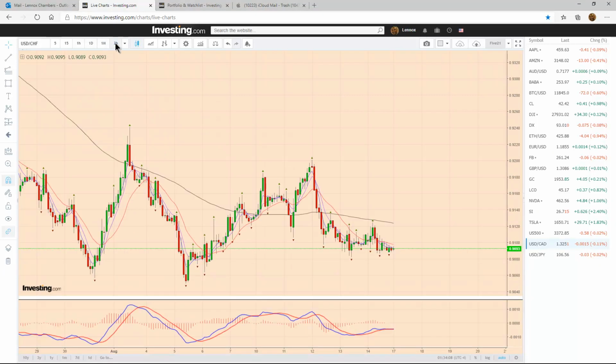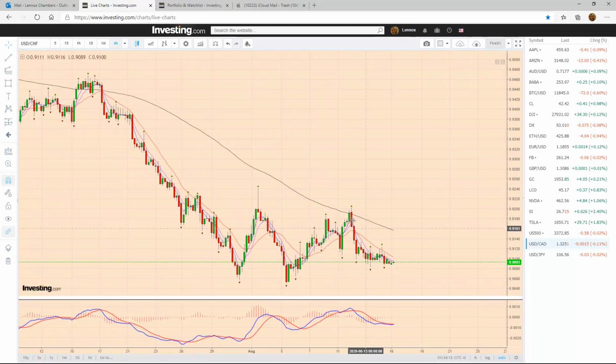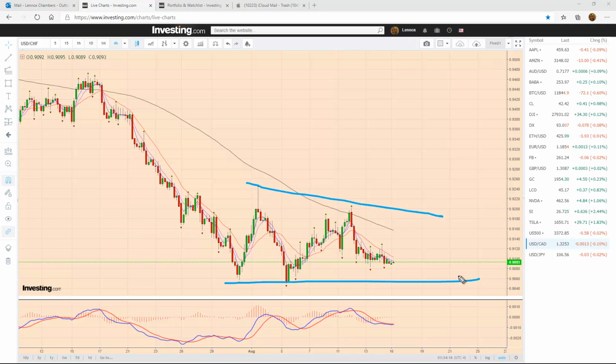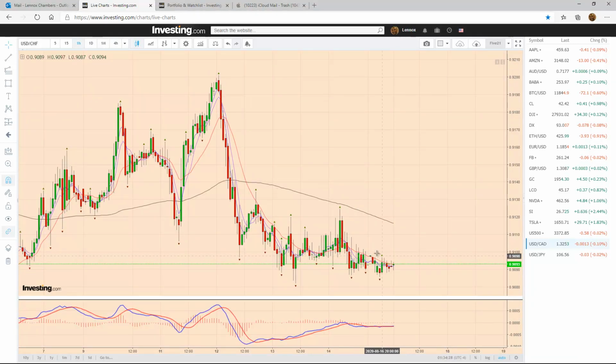Okay, so dropping to the 4-hour time frame. We're still in that channel, just like the US dollar, and we've been up, we've been down, we've been up, and we're on our way down again. Okay, so that's the takeaway for that. So continued weakness, USD versus the Swiss would be the outlook for this pair.